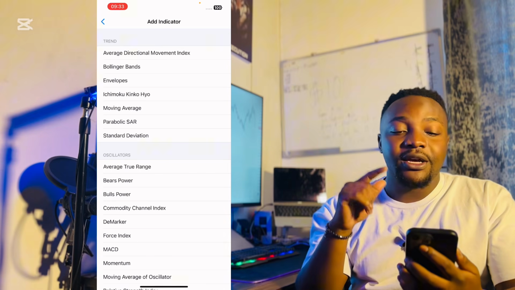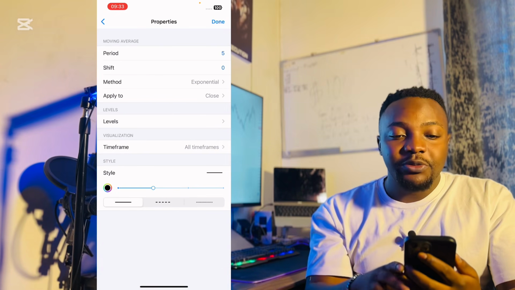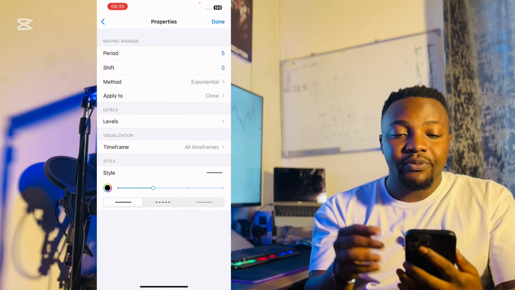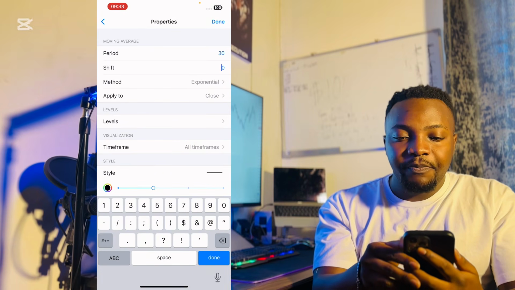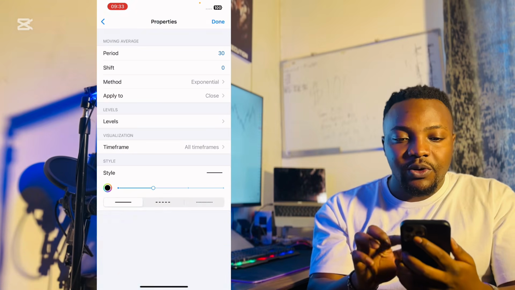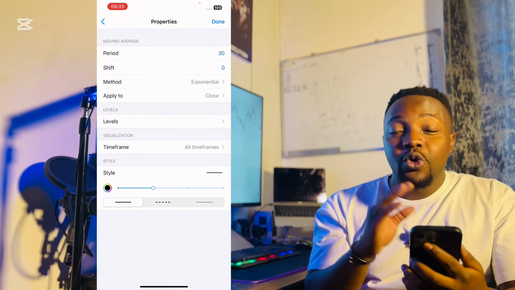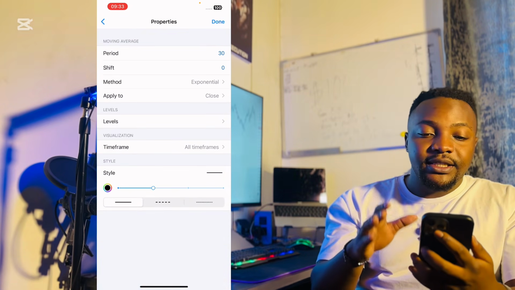This time around we're going to start off with the moving average. Now this moving average is going to have the following properties. We're going to have a period of 30. The shift is going to be 0. Our method is going to be exponential. Apply to close. We're not going to have any levels on this indicator.